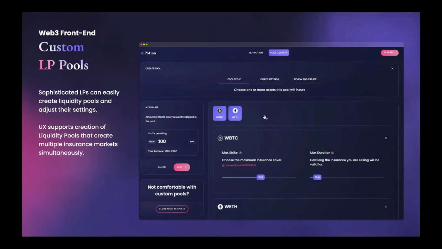There's a crucial feature worth highlighting, which is the fact that Potion LPs will be able to serve multiple markets simultaneously with the same pool. That will yield levels of capital efficiency that we don't think are offered anywhere else, really, in the main LP protocols out there in DeFi right now.